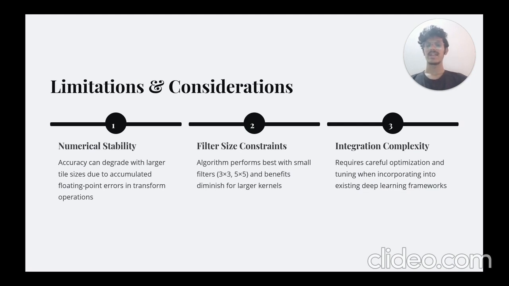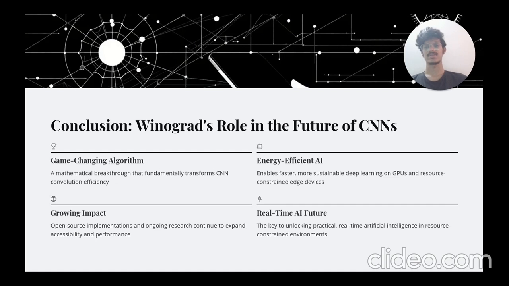So let's come to the limitations and the considerations. First, numerical stability. When we use larger kernel sizes, our accuracy can dramatically reduce because of accumulated floating point errors. These computations are primarily used for integer point. The second constraint is the filter size, because these algorithms can be used only for smaller kernels. And there is the complexity of integrating with existing deep learning frameworks.